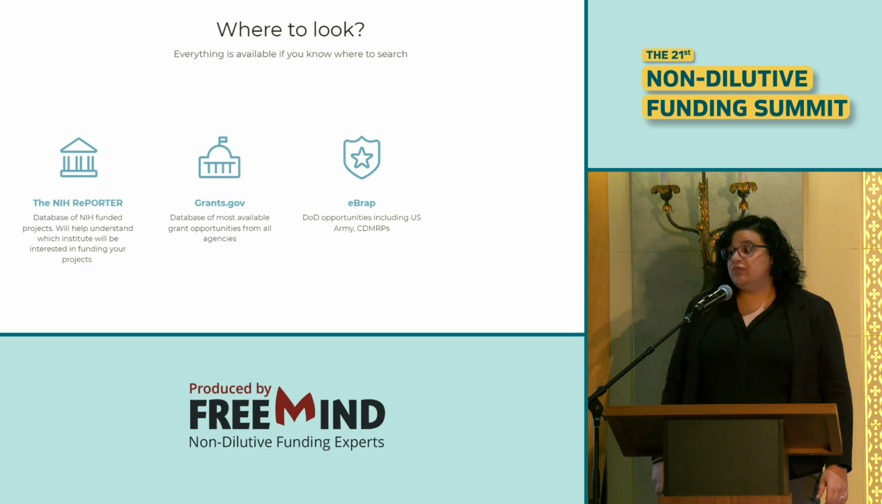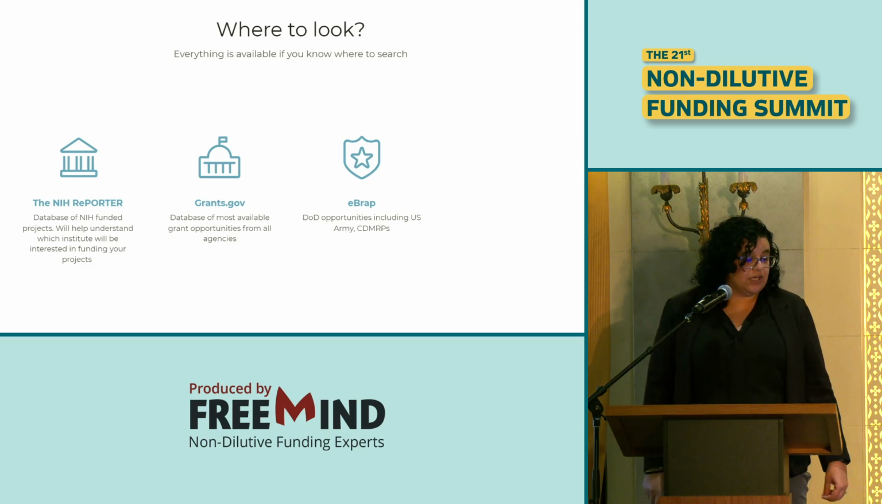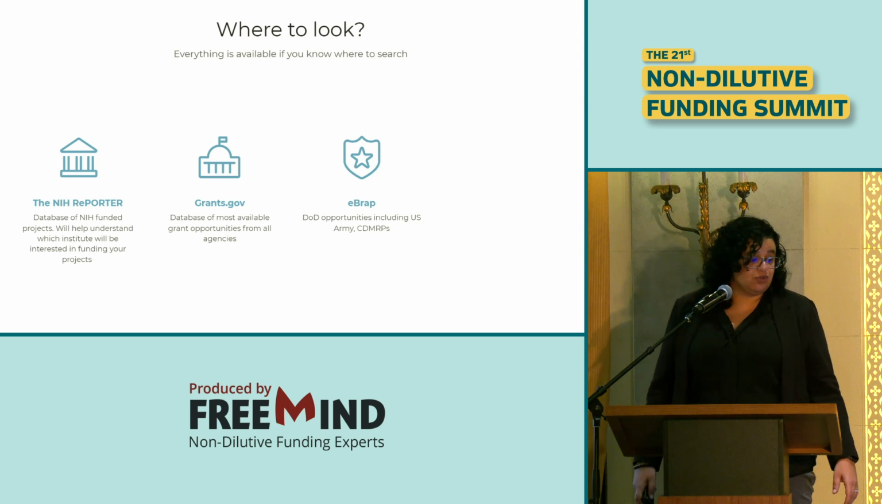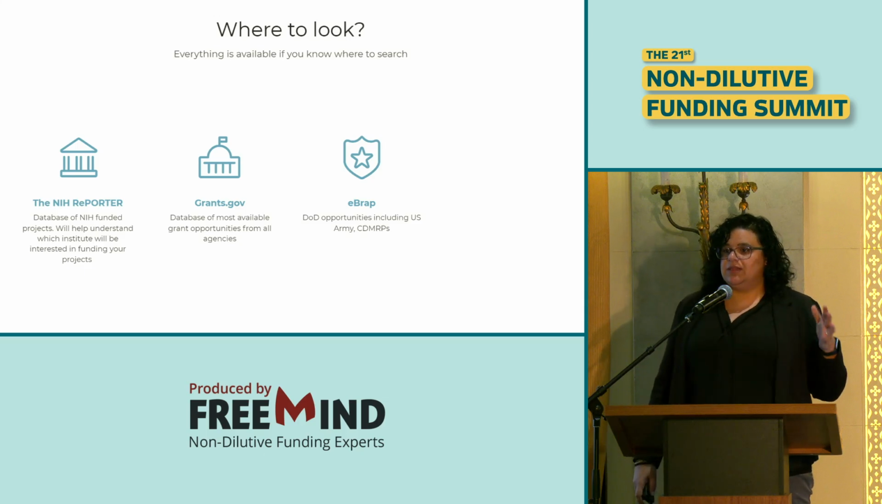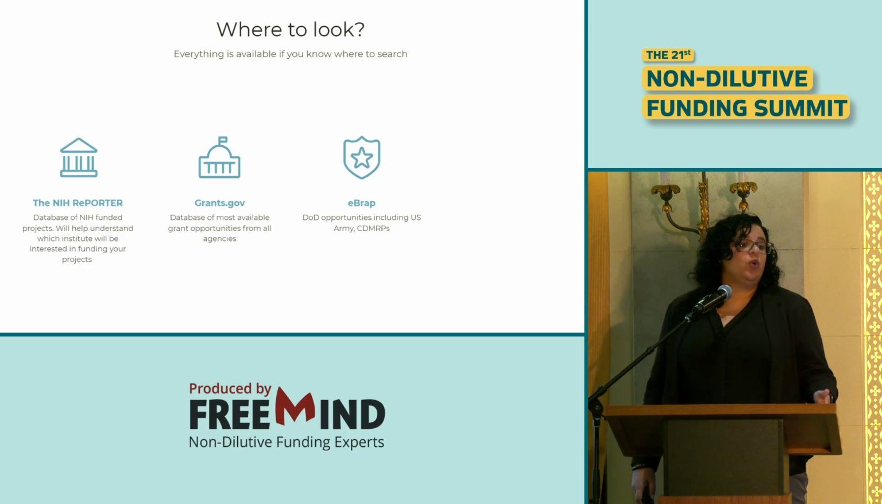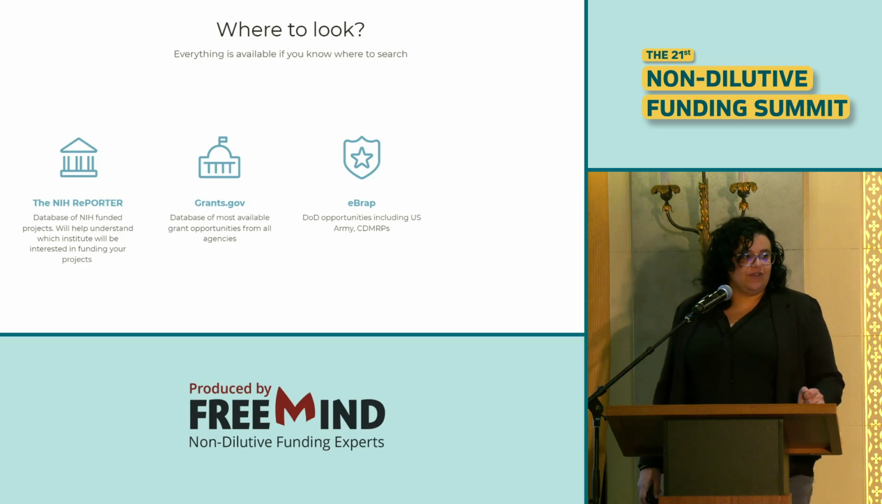Next, we have eBRAP. eBRAP is a place where you can find Department of Defense grants, like the US Army, the USSOCOM, the CDMRPs. Those grants will be found also on grants.gov, but if you know you're looking for a DoD grant, you should definitely go to this one first.